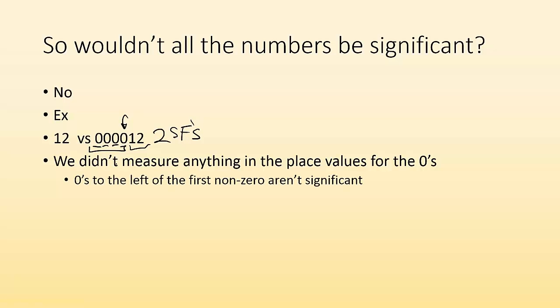All right, so zeros to the left of the first non-zero are never significant. So you can always put zeros to the left of your number and it doesn't change the number. They're not significant. They're not important. Like this, 00148 only has 3 sig figs because I didn't measure anything as those zeros. We don't even have anything. We have less than that. We didn't measure that. Those are not significant.